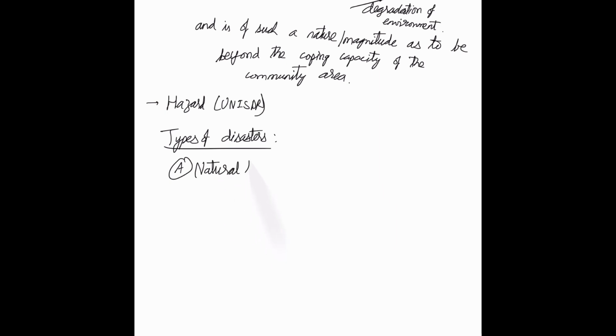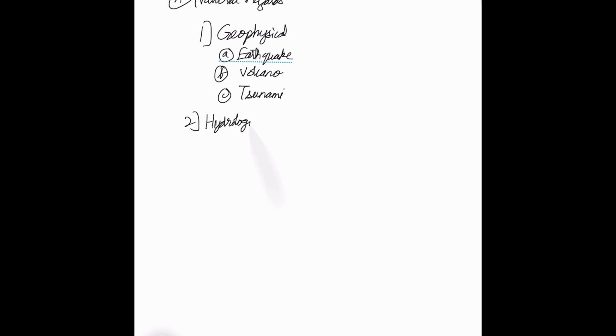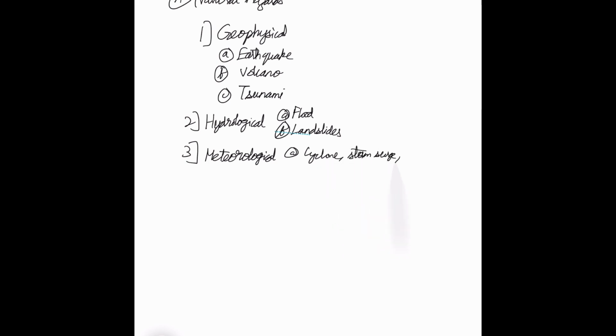Then we define a hazard according to UNISDR. Then we move on to the types of disasters. Firstly, natural hazards, which can be geophysical, for example earthquake, volcano, and tsunami. Then hydrological disasters, which can be floods and landslides. Meteorological disasters, which involve cyclone, storm surge, tornadoes, convective storms, and high winds.